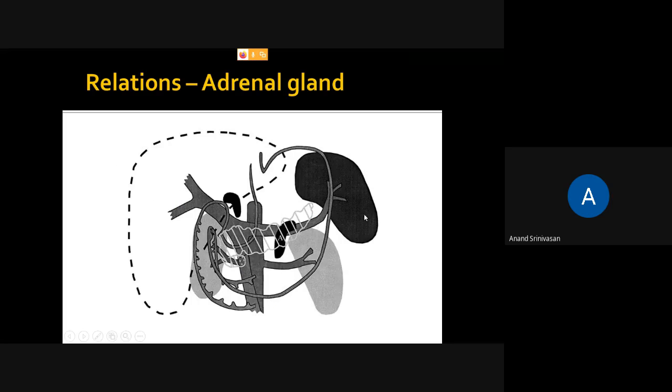The anterior relations of the right suprarenal gland are the liver and the duodenum, whereas the anterior relation of the left suprarenal gland, which is indicated by this black color, is the pancreas.